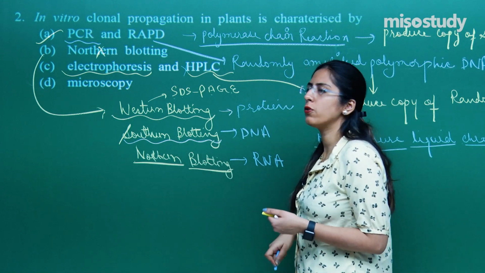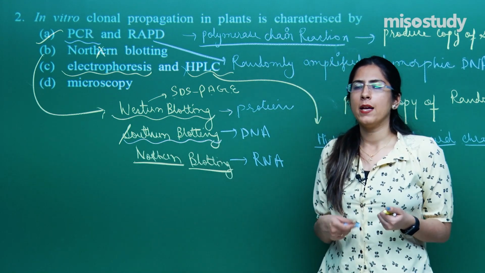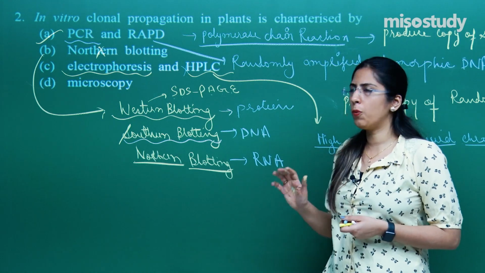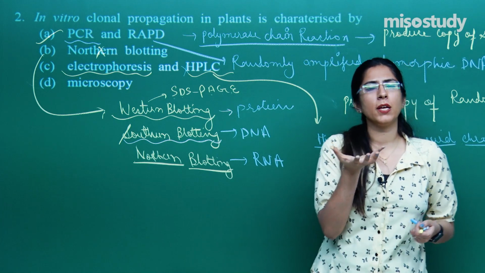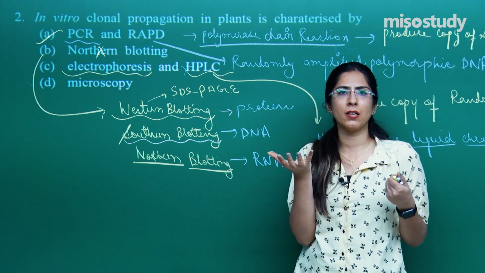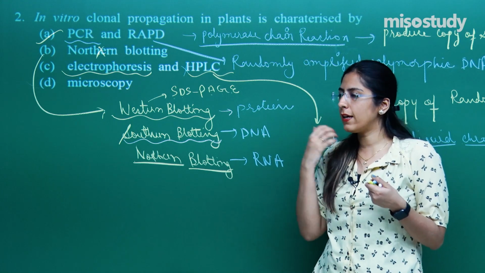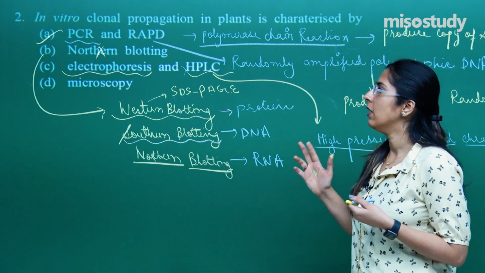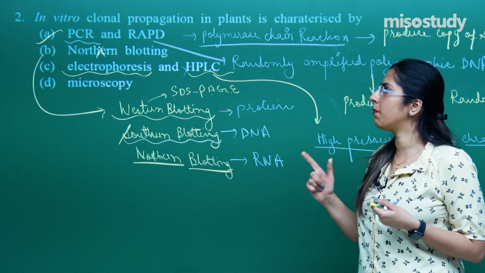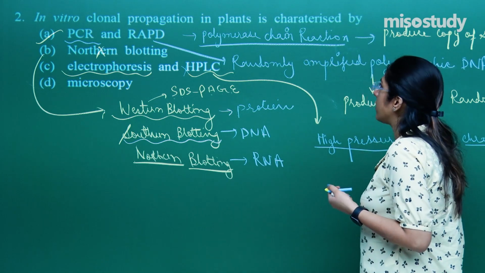Next we have microscopy. We are all acquainted with microscopy. You must have used a microscope in your schools. A microscope means we are preparing an image that is much larger as compared to the original specimen, so that it could be easily visible to our eyes. So, the correct option for question number 2 is option 1, that is PCR and RAPD.